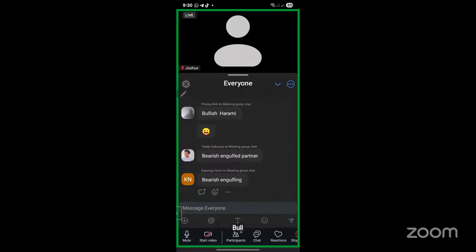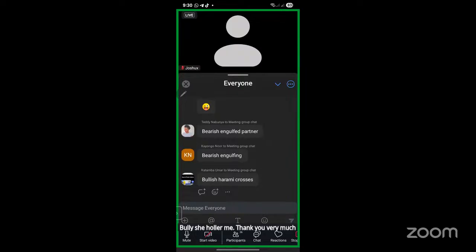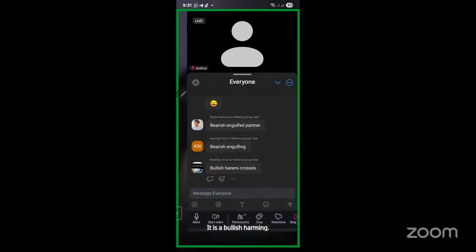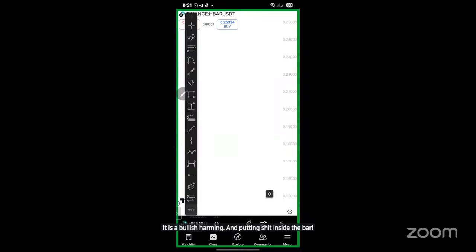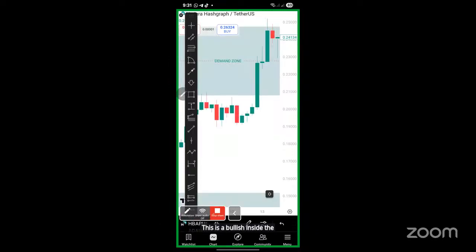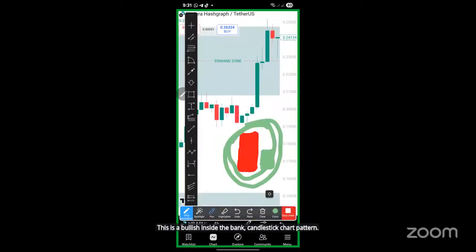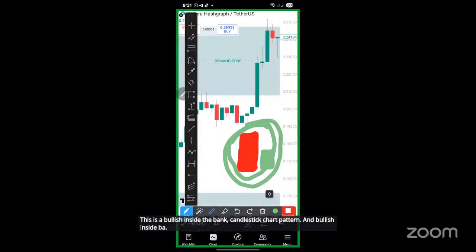Bullish harami. Thank you very much, Prosi. I like that. It is a bullish harami. A bullish inside bar. This is a bullish inside bar candlestick chart pattern. Bullish harami.